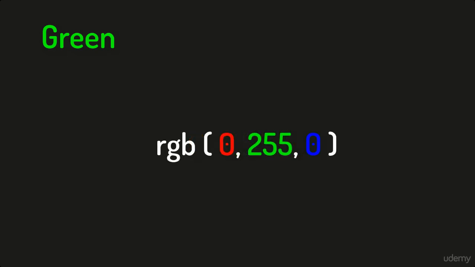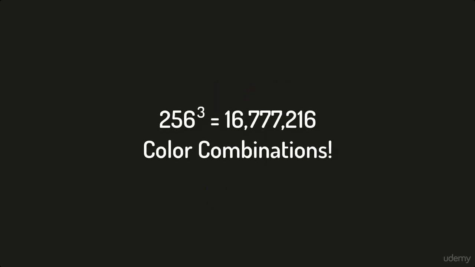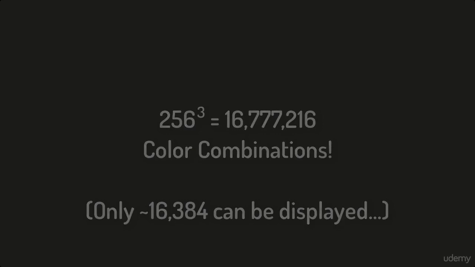Let's take a look at green for example. Green by RGB definition is 0, 255, 0, and can be expressed as RGB 0, 255, 0. The values for red, green, and blue range from 0 to 255, making a total of 256 possibilities for each of the primary colors. This means that there are 256 raised to the third, or almost 17 million color combinations possible. Most modern browsers are capable of displaying at least 16,384 different colors, so the nearest match will be displayed.